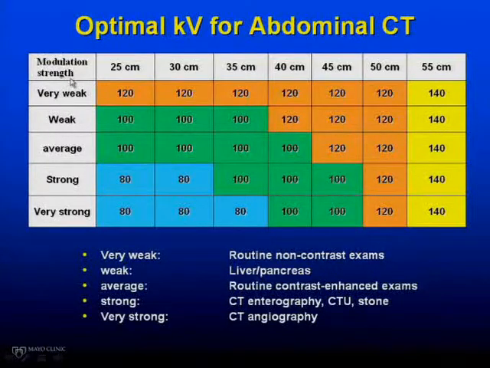Here the modulation strength is related to the noise constraint, which can be associated with different diagnostic tasks. For non-contrast study, usually the higher kV is indicated. For contrast study, especially for CT angiogram, because of the high contrast vascular structure, the lower kV usually has the best dose efficiency for the smaller size patient.